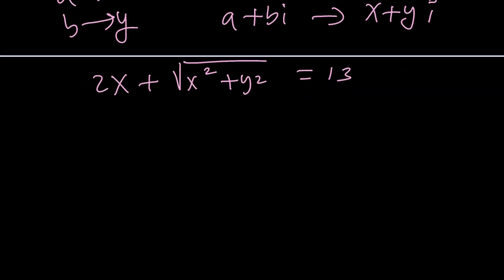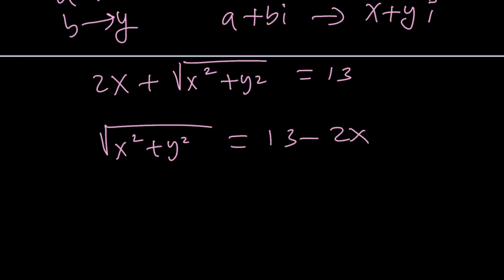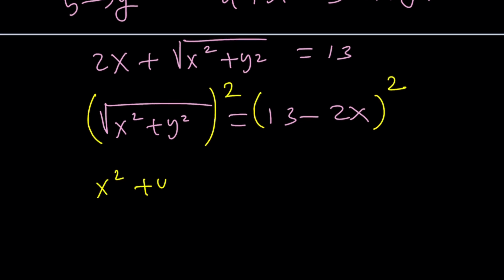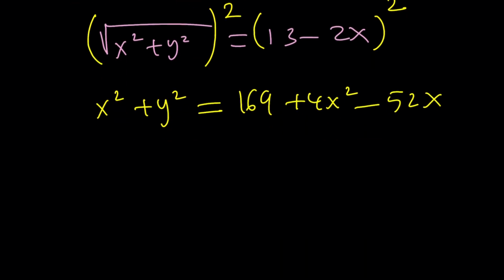Subtract 2x from both sides. And the next thing we do is squaring both sides, right? Obviously. We want to get rid of all the radicals. x squared plus y squared equals 169 plus 4x squared minus 52x if you do the formula. And then I'd like to isolate y squared, maybe for now. And then subtract x squared. And then you're going to get something like this.